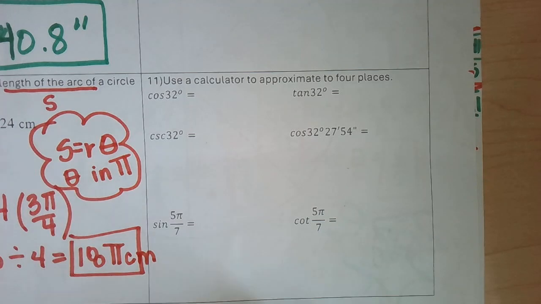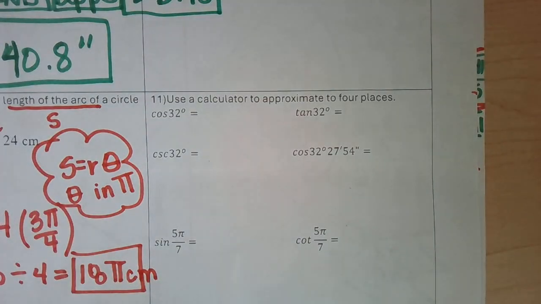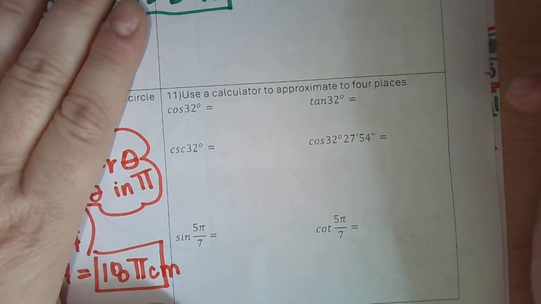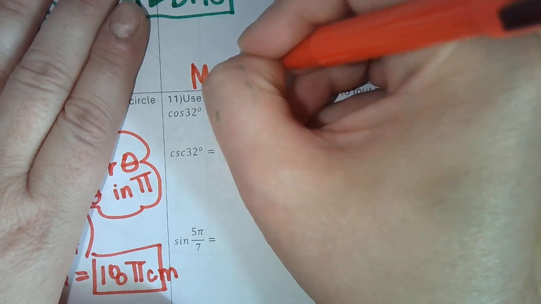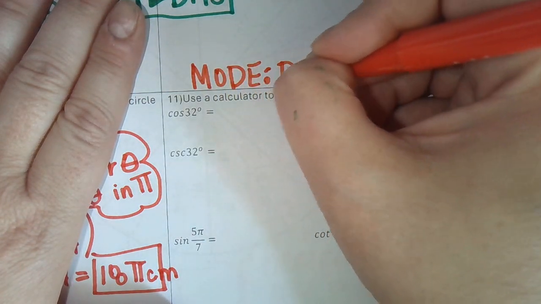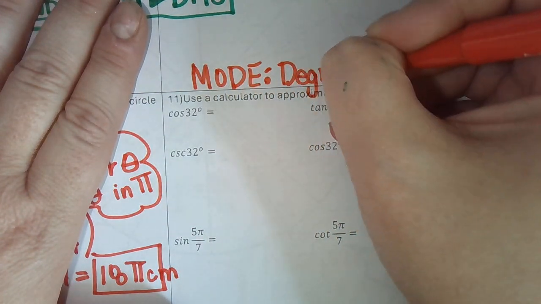All right, number 11. It says use a calculator to approximate. Okay, so first our mode for these first couple of guys needs to be in degrees.